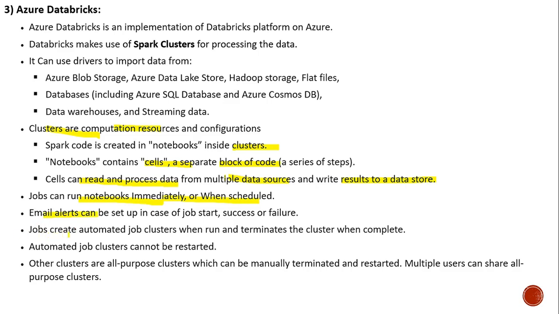Now a job creates an automated job cluster when run and terminates the cluster when complete. So we can basically automate these jobs, and this automated job cluster cannot be restarted. So this is one thing to remember, it cannot be restarted. And other clusters are all purpose clusters, which can be manually terminated and restarted. Multiple users can share all purpose clusters. So there are basically two types: automated job clusters and other clusters. Other clusters can be terminated and restarted, but automated job clusters cannot.